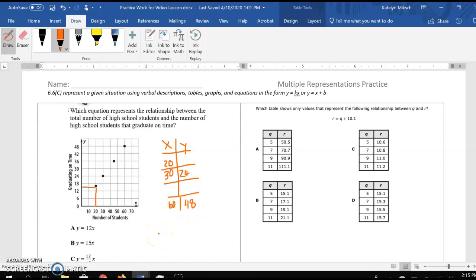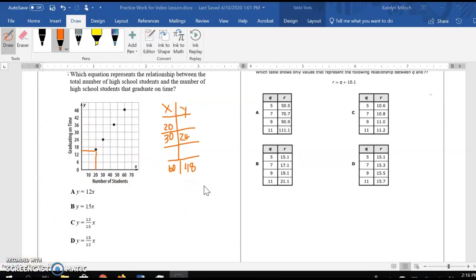And again, it looks like from our input to our output, our numbers are getting smaller. If we have 30 students in the class, 24 of them will graduate. If we have 60, 48 of them will graduate. So again, we're either subtracting or we're dividing, and dividing could look like multiplying by a fraction or a decimal.